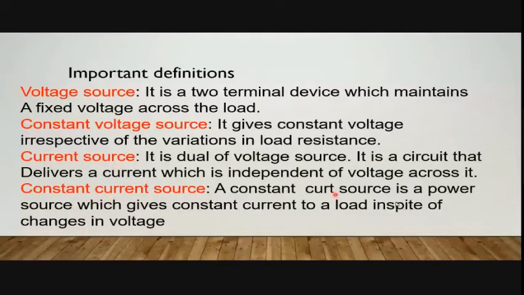And what is a constant current source? A constant current source is a power source which gives constant current to a load in spite of changes in voltage. Now, instead of 220 volts, if you are getting 240 volts, or if you are getting 180 volts, the current to the load remains the same. It does not change. Such a source is called a constant current source.